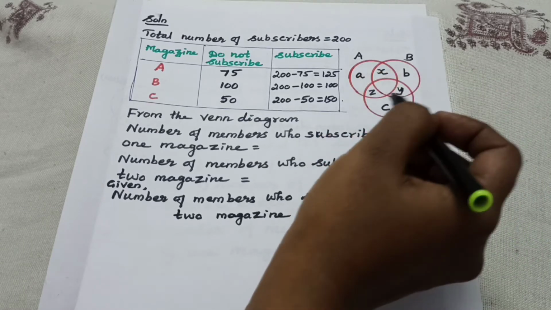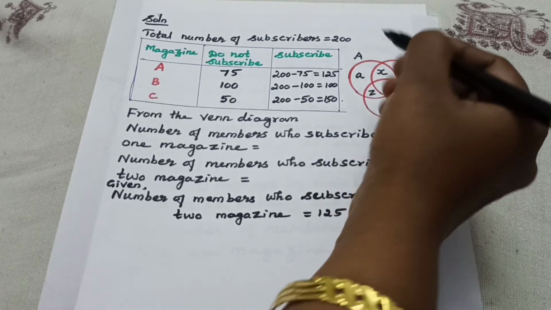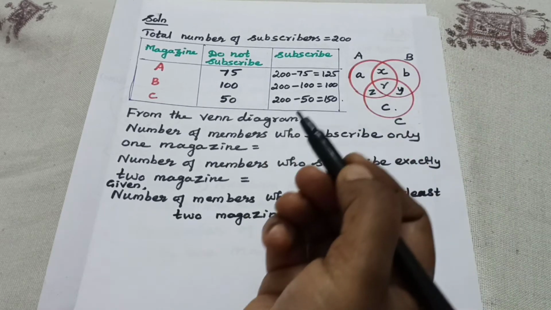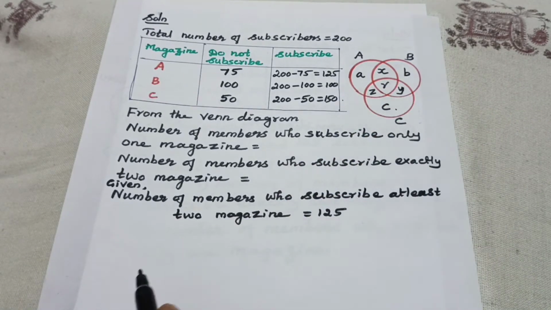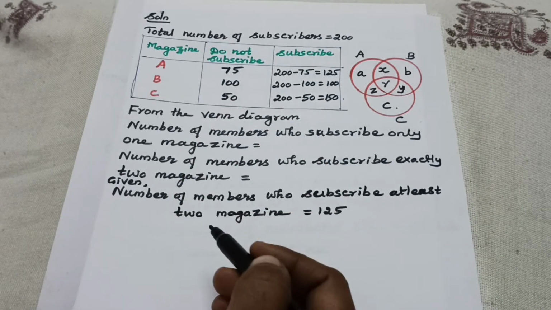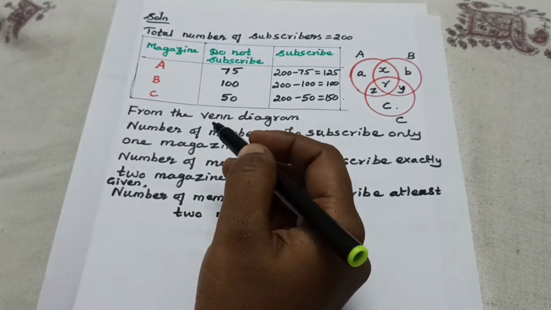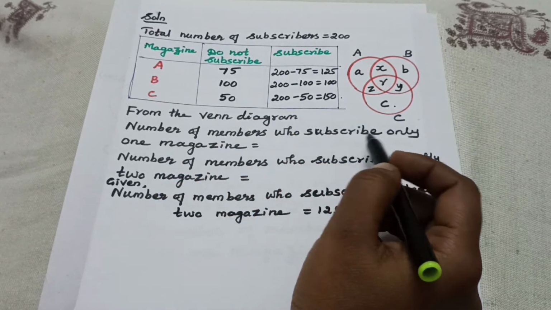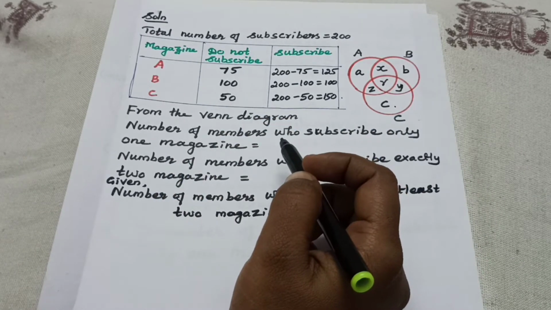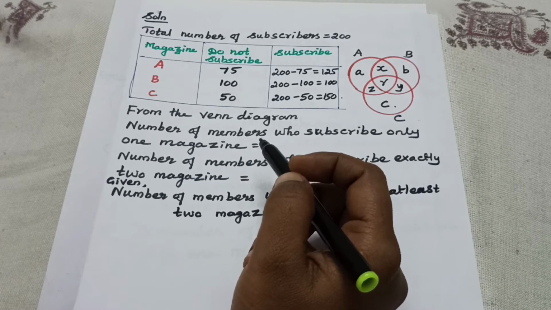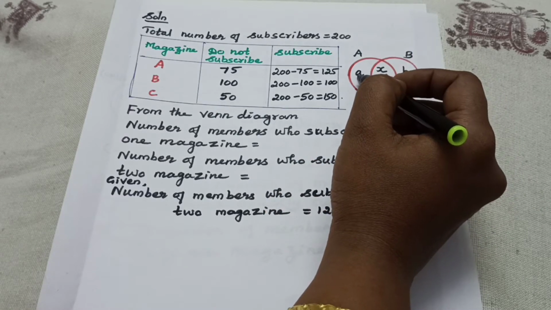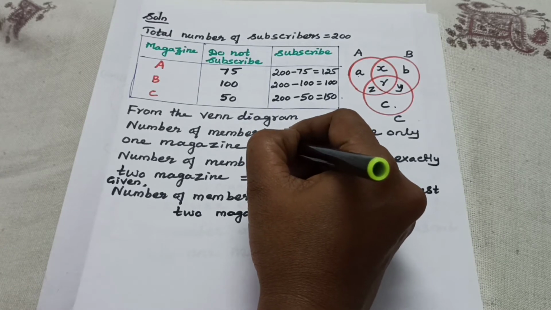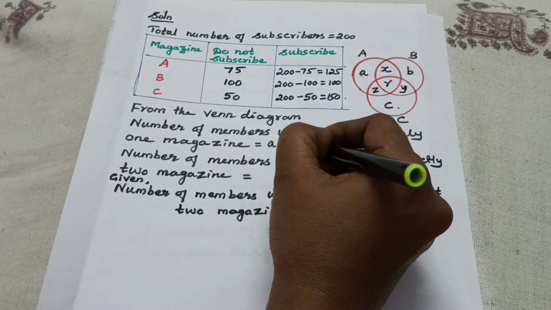Then those who subscribe to all 3 of them, how many? That one we don't know. That is R, we have to take. Any letter we can take, Yes also we can take, no problem. According to that we have to find. From the Venn diagram, the number of members who subscribe to only one magazine, that one you want to find. Only one magazine means A plus B plus C, that one we don't know.